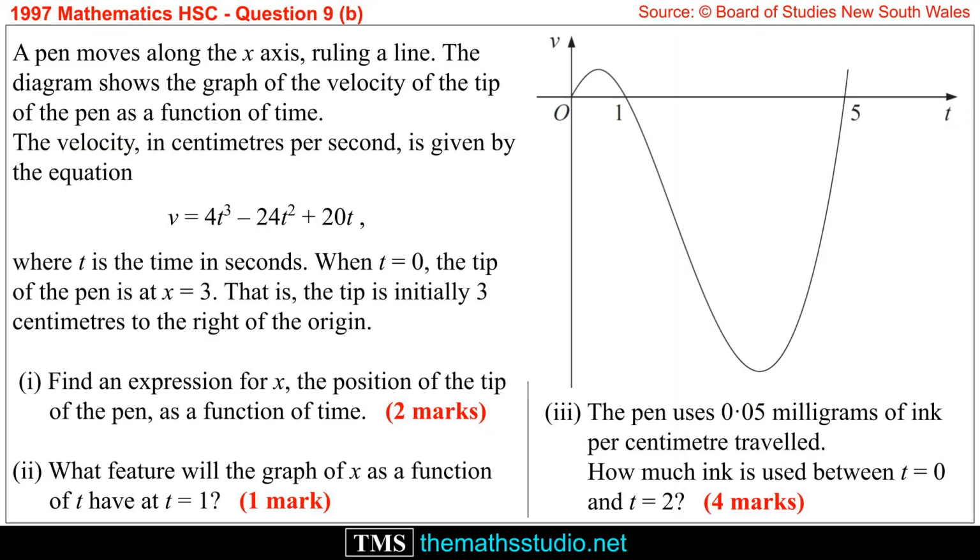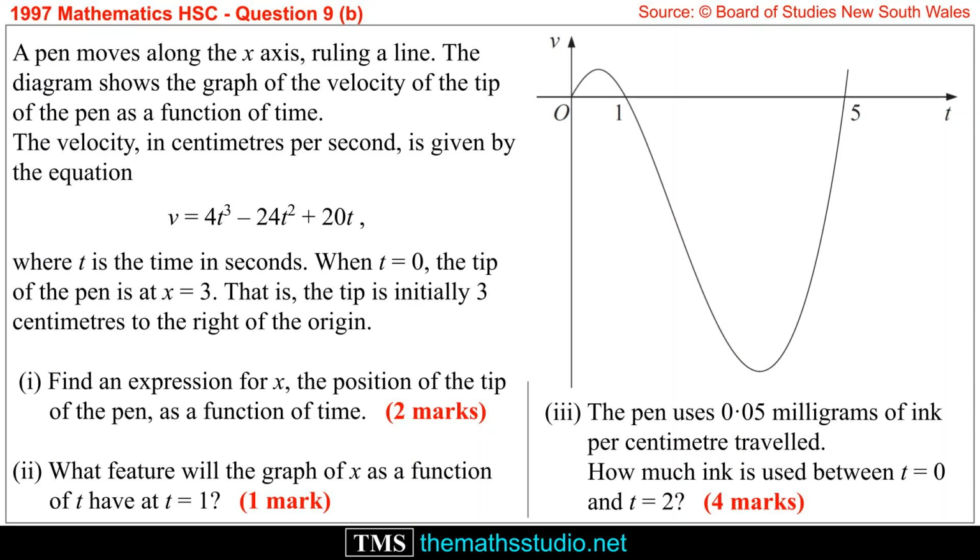Question 9, Part B. A pen moves along the x-axis, ruling a line. The diagram shows the graph of the velocity of the tip of the pen as a function of time. The velocity in centimeters per second is given by the equation v equals 4t cubed minus 24t squared plus 20t, where t is the time in seconds.